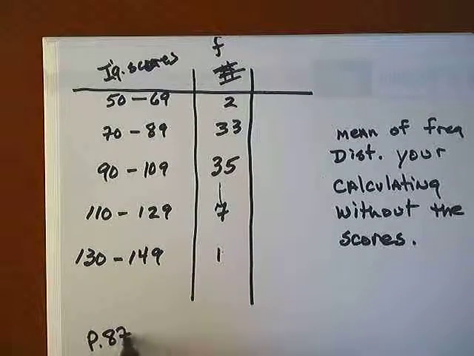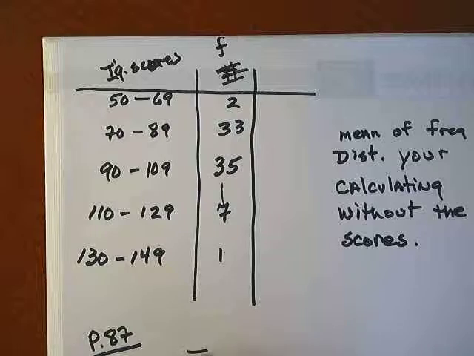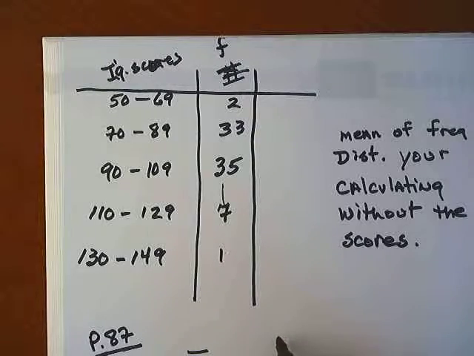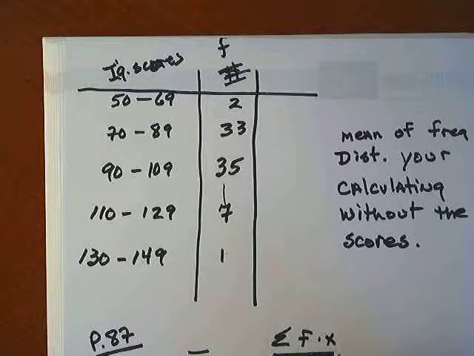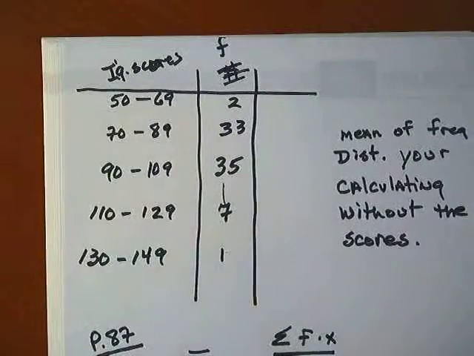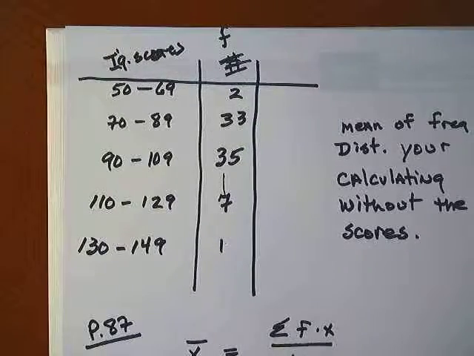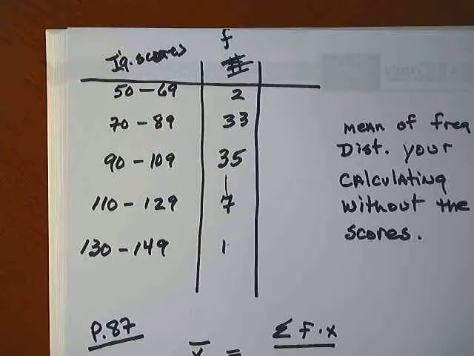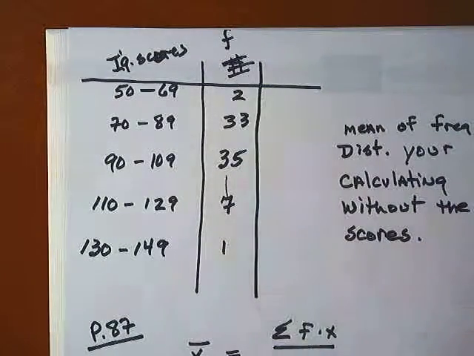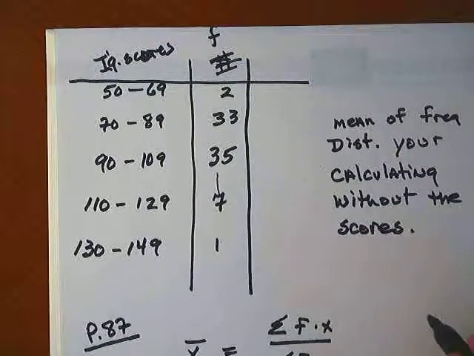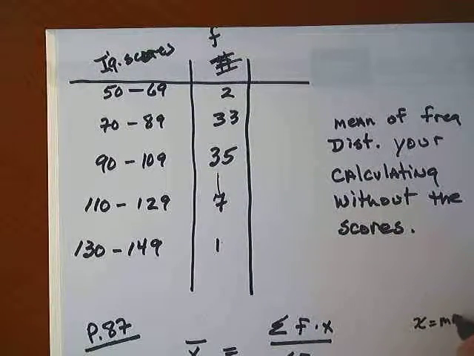Now, the first thing you do, you've got the frequency. We're going to take the number sign off of it up here and call it F for frequency. Now the actual formula for the mean of a frequency distribution, I think it's on page 87. The mean of a frequency distribution is equal to the summation of F times X over the summation of F. Piece of cake. Okay, so take a few seconds and do that.